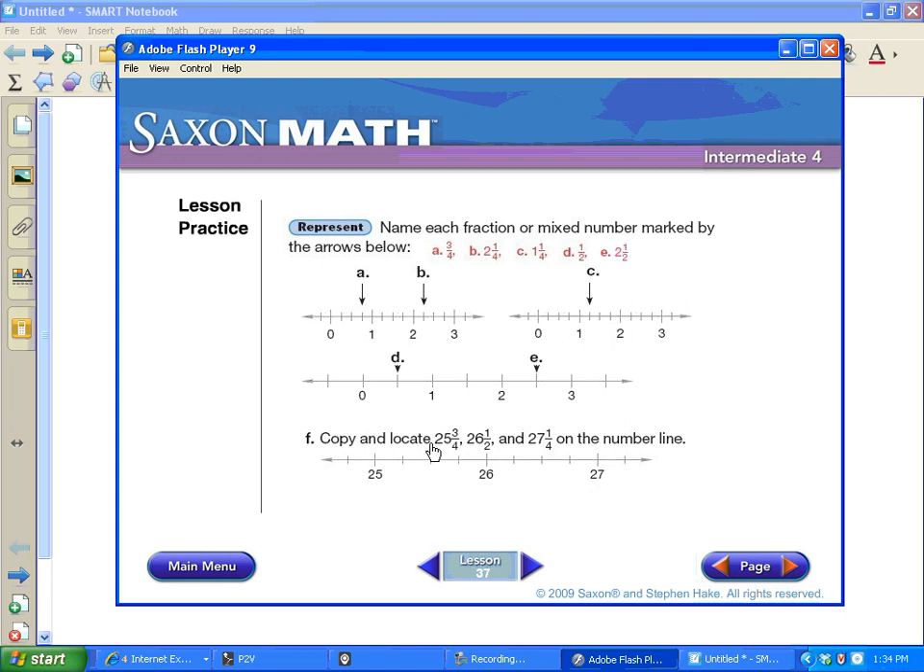Copy and locate 25 and 3/4. So let's do that first. 25, and they're divided into 4 sections. Our point for that one would be right here. 26 and 1/2 would be halfway in between the 26 and 27, pointing here. And 27 and 1/4, we've already figured out that these tick marks are worth 1/4. So the first tick mark past the 27.